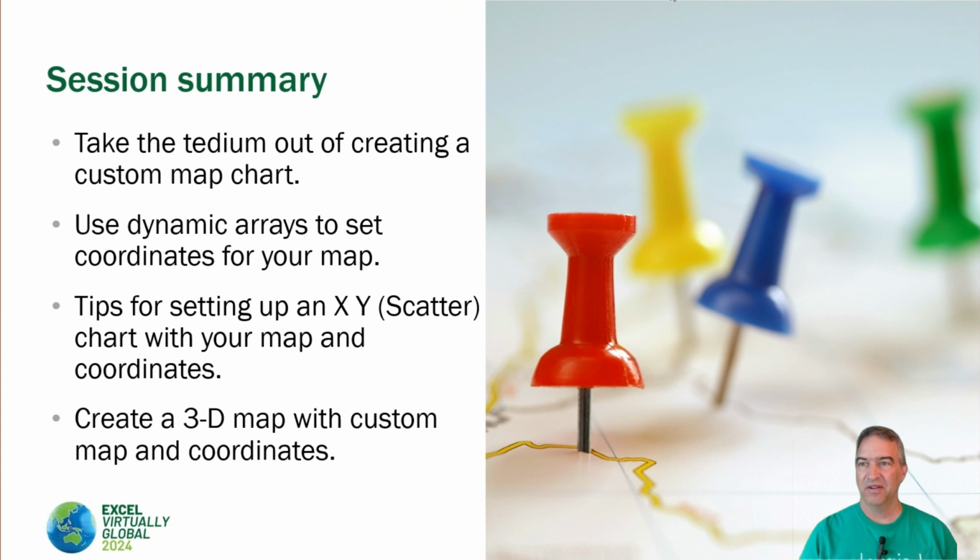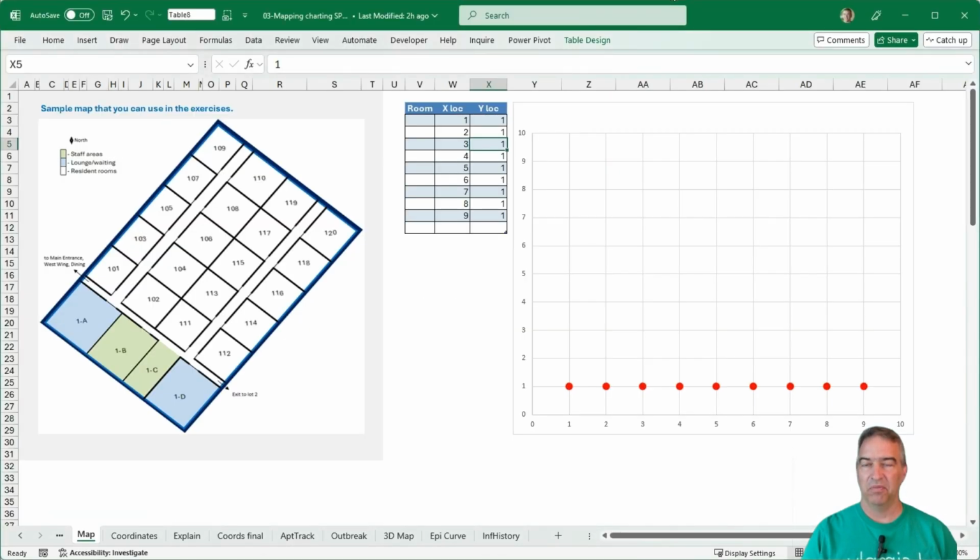So the session summary is, number one, there's a lot of setup involved with getting coordinates for your own map chart, and it can be very tedious. I'm going to take the tedium out of that by using some pretty nice dynamic arrays. They're not super complex, but extremely handy. Then I'll give tips for setting up either an XY scatter chart or a bubble chart so you can get the best results. And finally, we'll look at how to use these coordinates and also make a 3D map out of it.